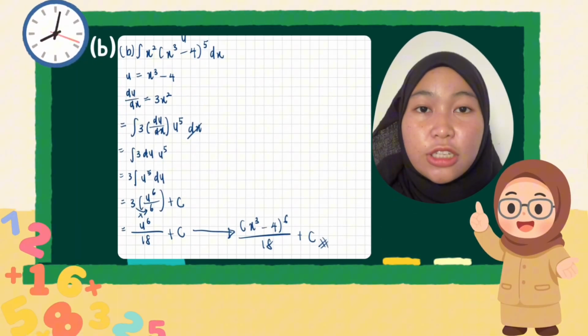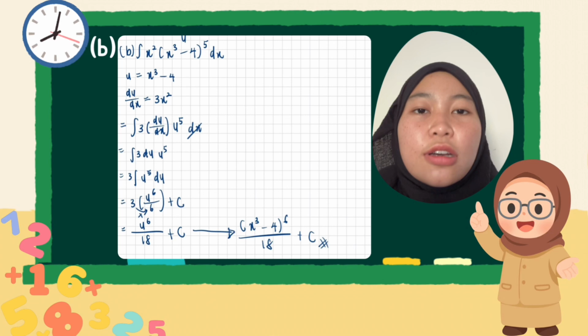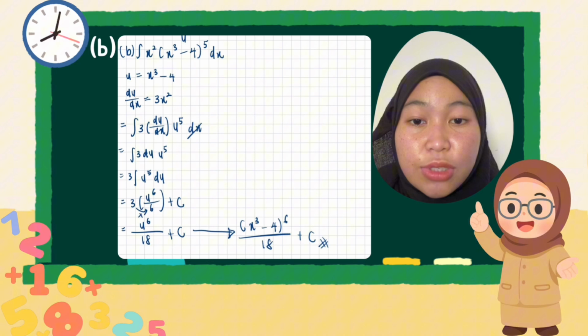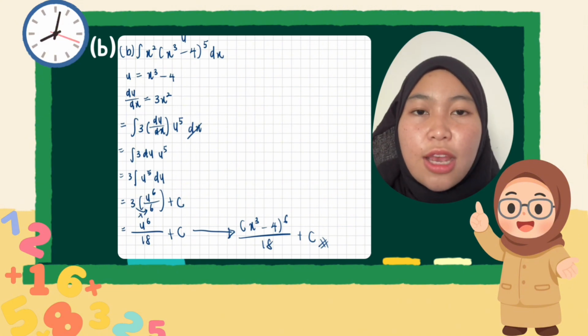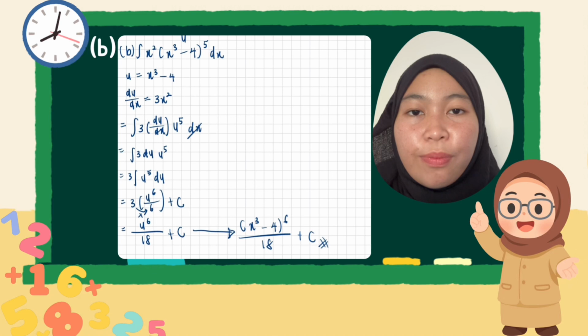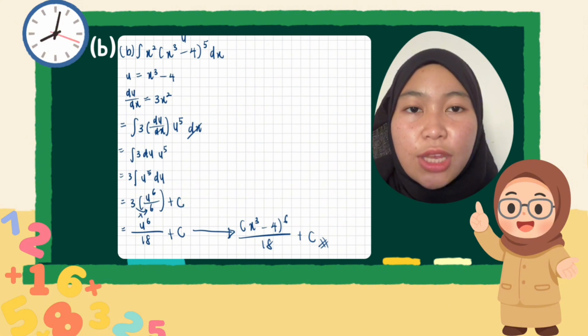To solve the integral of x squared times the quantity x cubed minus 4 raised to the power of 5, we use the method called u substitution. This method helps simplify complicated expressions into an easier form. First, we let the expression inside the bracket, which is x cubed minus 4, be represented by u. Then, we differentiate u and obtain 3x squared dx.